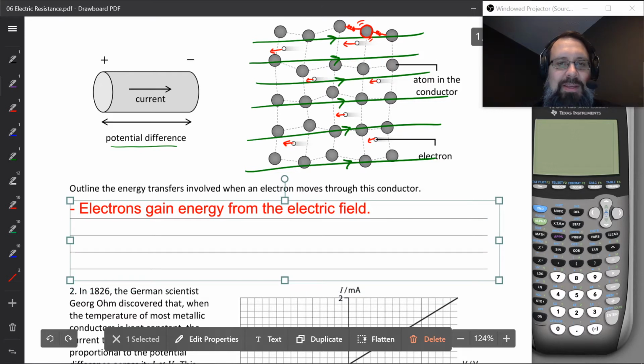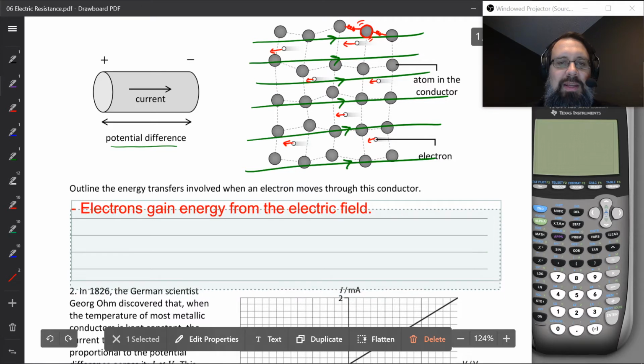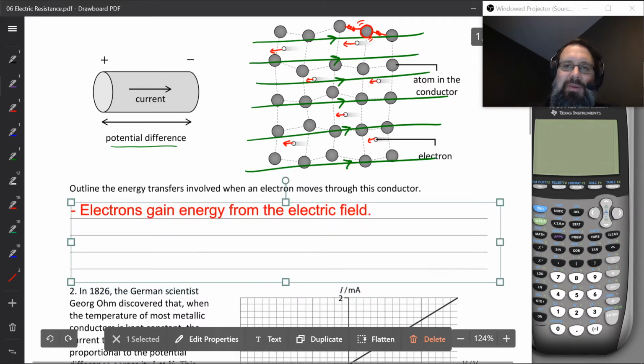And then what happens to the electrons? They're going to speed up, they're going to gain kinetic energy, they're going to go faster. Then eventually, what is going to happen to those electrons? You guys tell me.